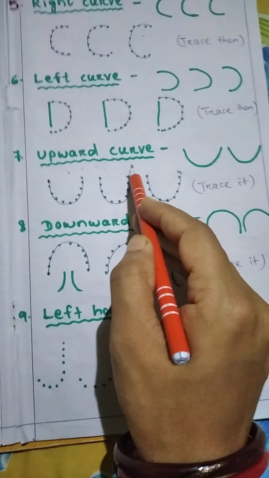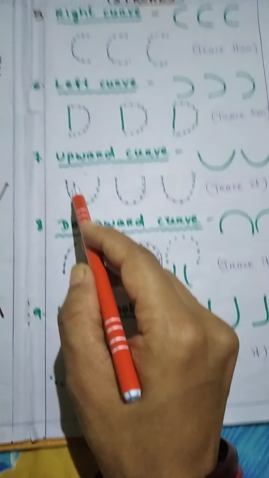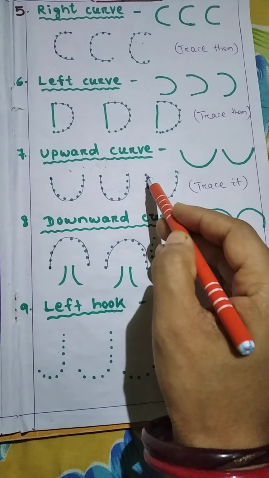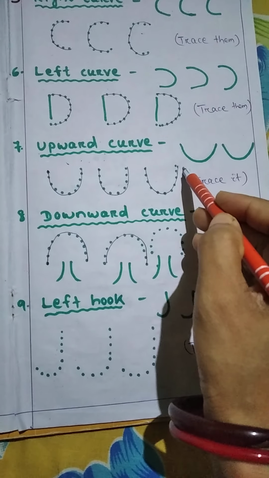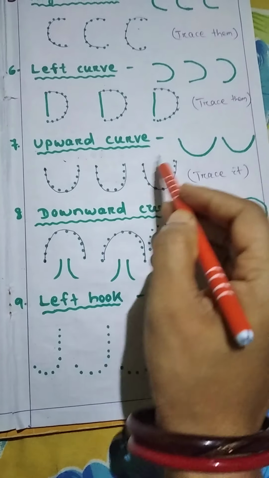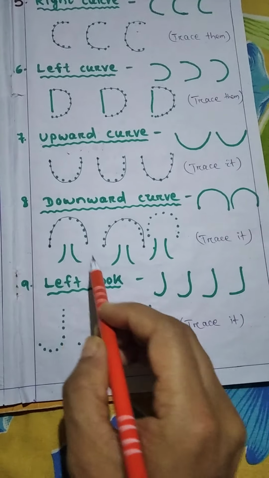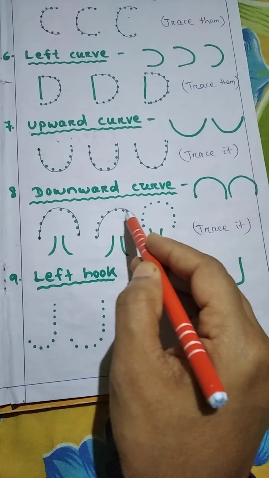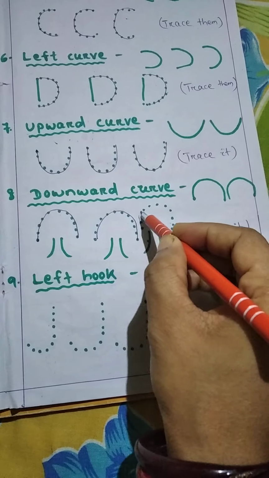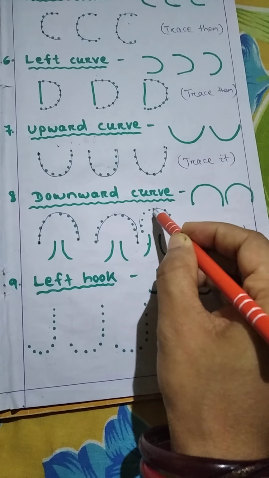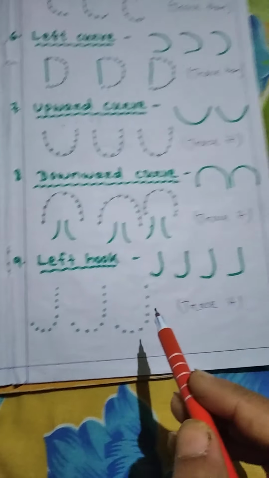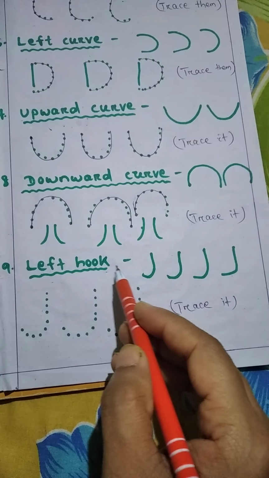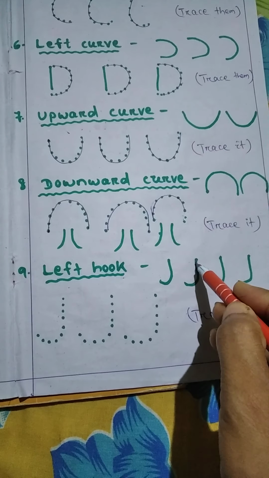Then upward curve. Upward curve, when you start writing the letter U, U is a very good example of upward curve. Okay, now you can trace and all these are upward curves. Then downward curve. All these dots, when you start tracing on it, you can find the curve. Then left hook. Left hook is a very good example of letter J.